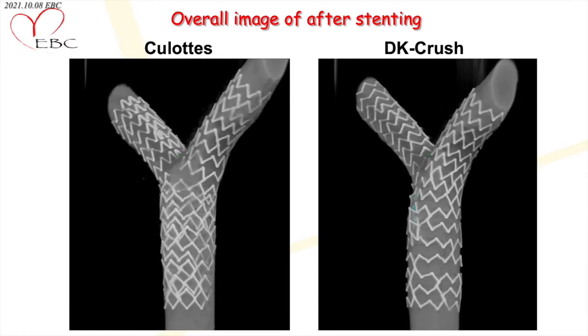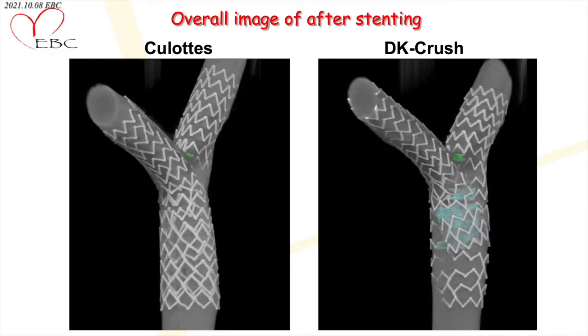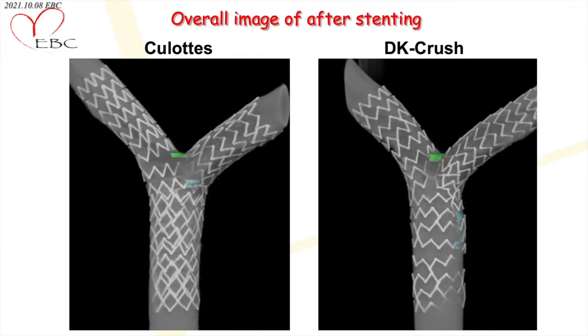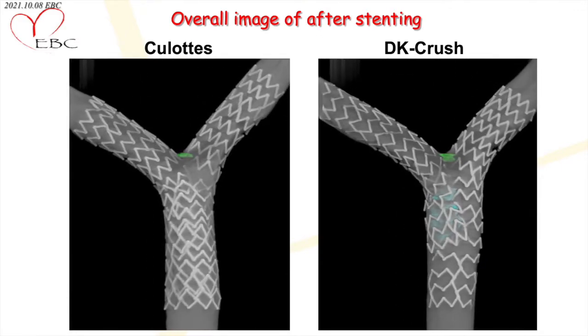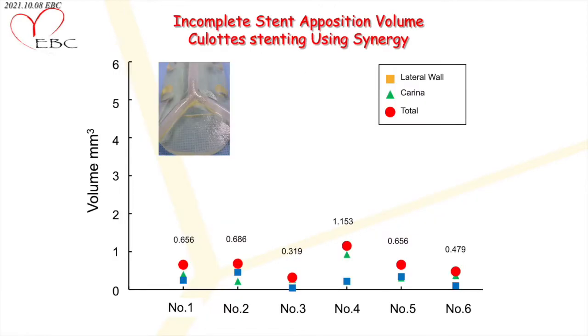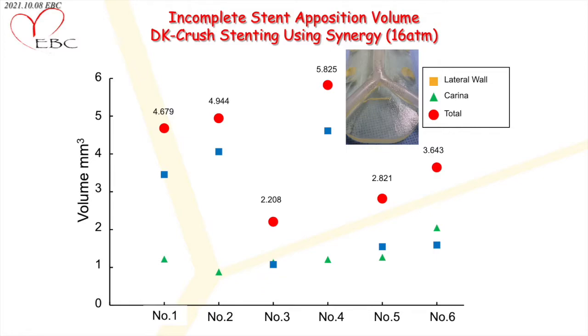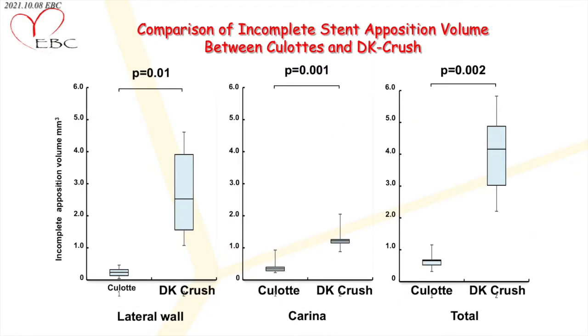The part of carina painted in green shows the incomplete apposition. The area of the blue is the incomplete apposition of the left main shaft. In the Culotte group, the green triangle shows the incomplete apposition volume in the carina part of each model. In the DK crush group, there is a considerable variation in the result. Compared to the Culotte stent group, the DK crush group were higher in all incomplete stent apposition volume in the lateral wall and carina.